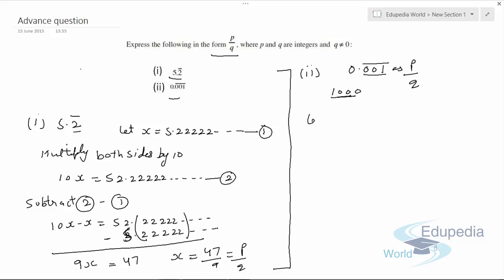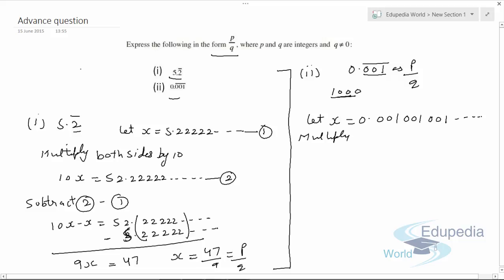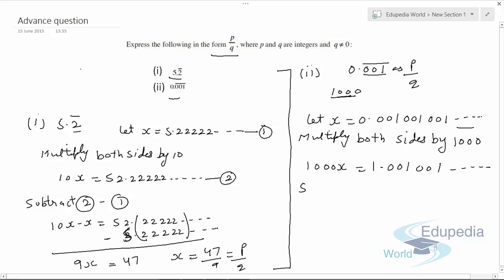So we suppose x equals 0.001001001, and it goes on. Then we multiply both sides by 1000. So what we get is 1000x equals 1.001001, and it goes on. Then this becomes the first equation and this becomes the second equation.